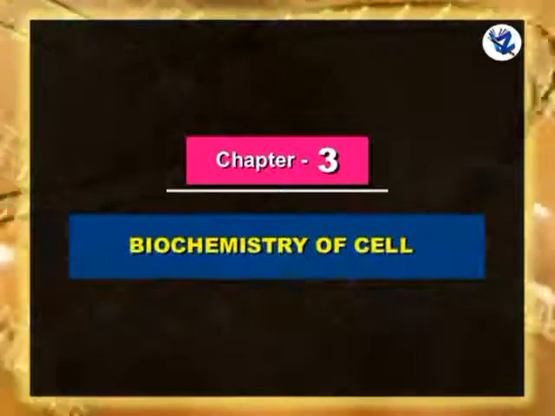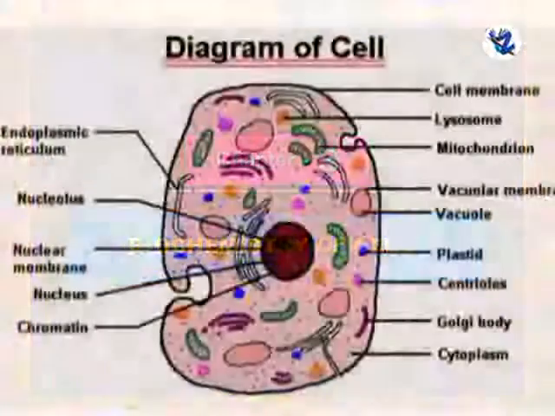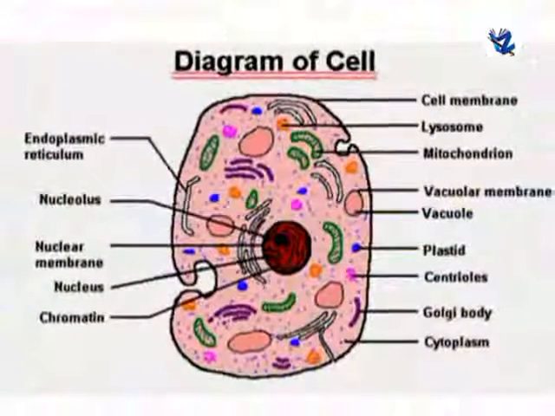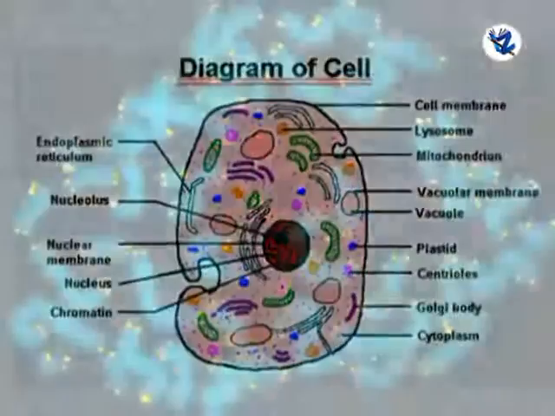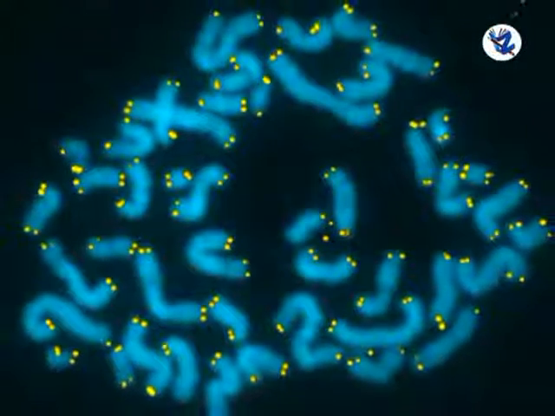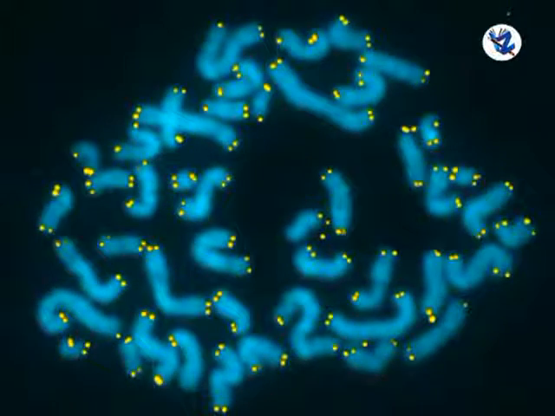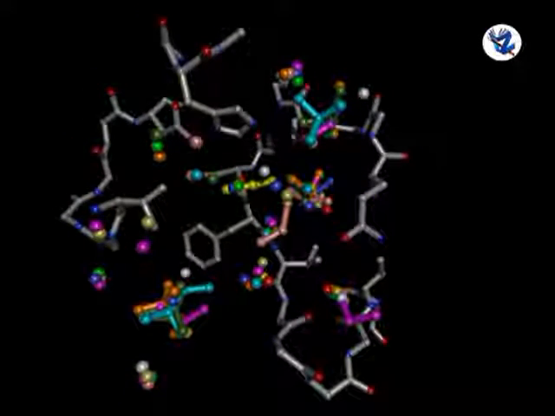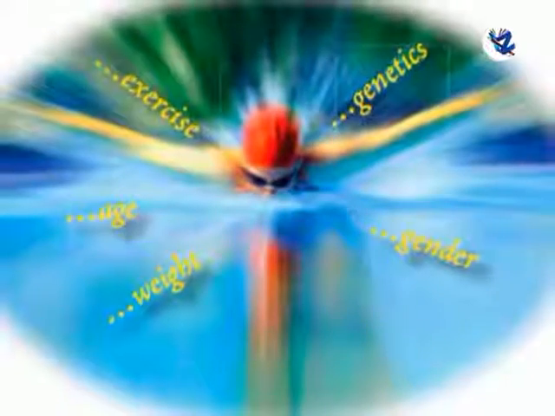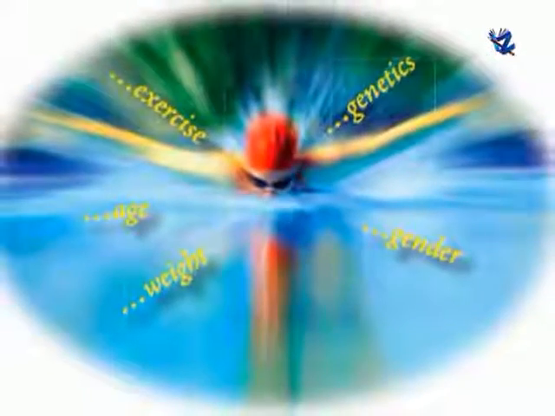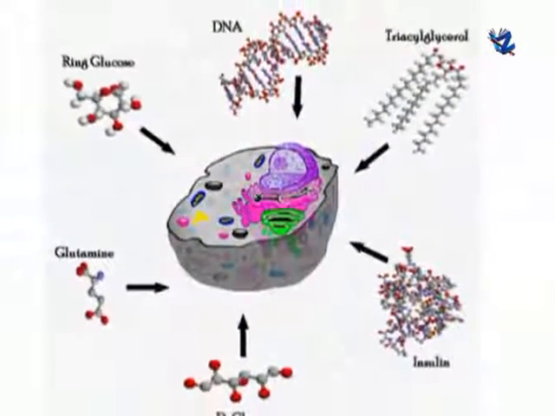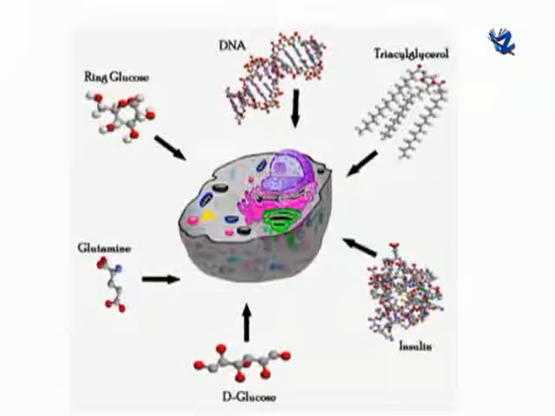3. Biochemistry of cell. You all know that the cell is a fundamental, structural and functional unit of an organism. The living cell has the ability to carry out metabolic activities, and for this we have to understand the chemistry of various organic molecules found in cells. Metabolism means a variety of reactions carried out at cellular level.